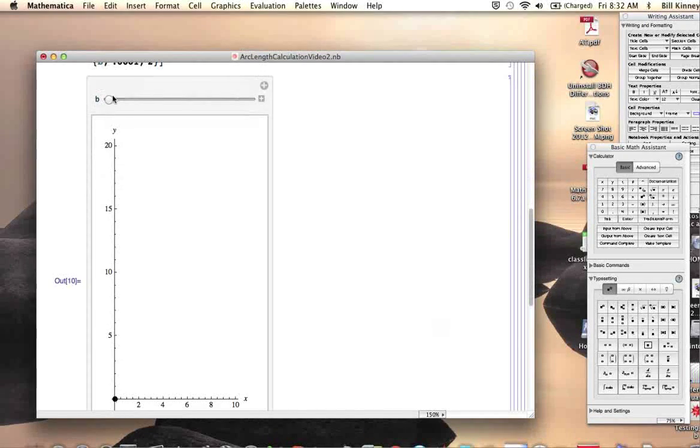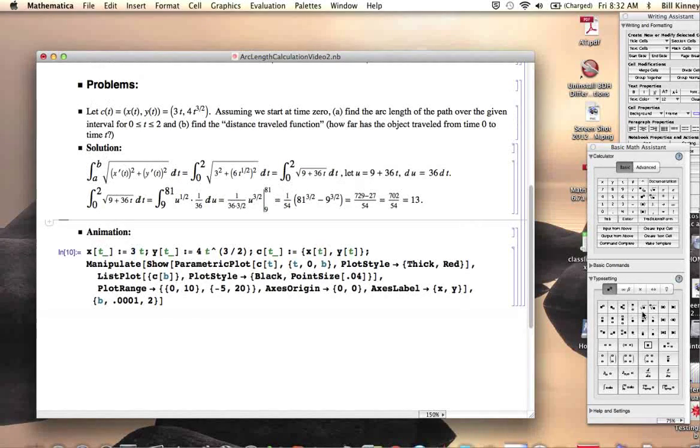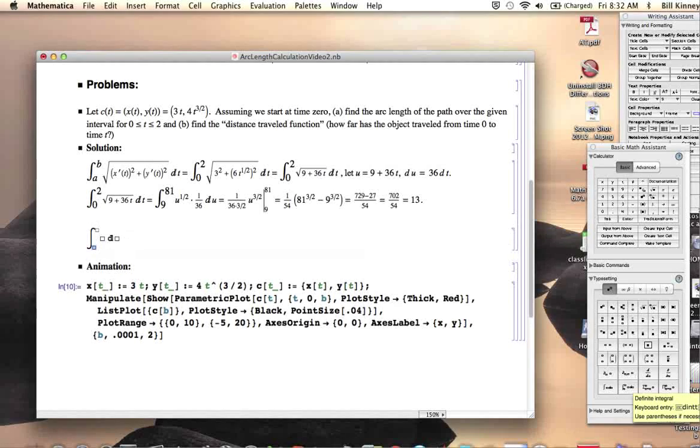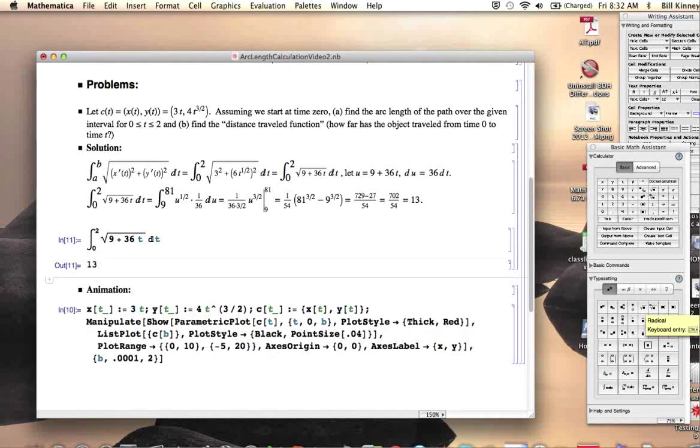See if that seems reasonable. Here's the curve. Yeah, that looks reasonable. That looks like it might be about 13 units long. And in fact, if I've done everything right, it should be. We can also check with Mathematica on the integral itself. Let's go to the original integral. Yes, it's 13. Okay, that's part A.